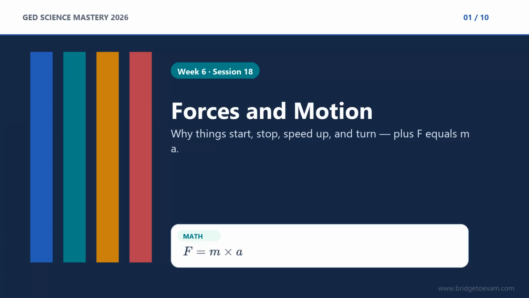Good to see you. Forces explain why things start moving, stop, speed up, slow down, and turn. The GED tests a few clean ideas here: balanced versus unbalanced forces, Newton's three laws, and the formulas for speed and for force. Get comfortable with the little equation F equals ma, and you can handle both the concept questions and the calculation questions. Let's push forward.